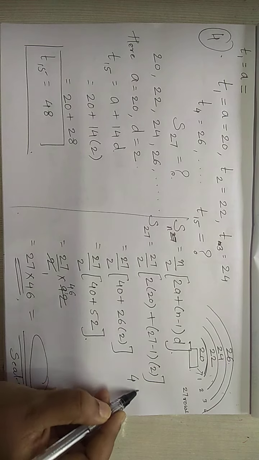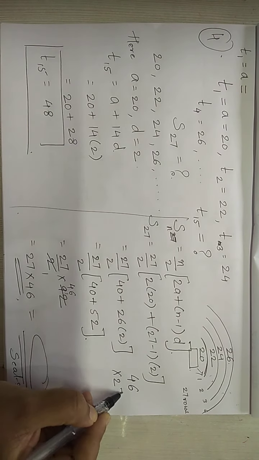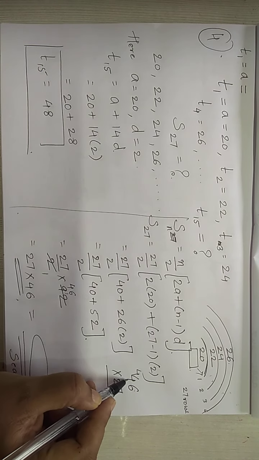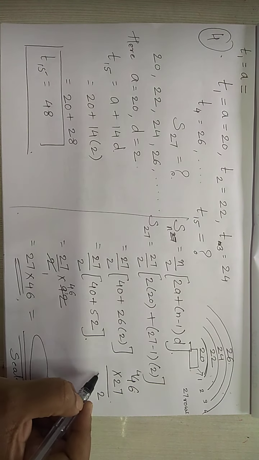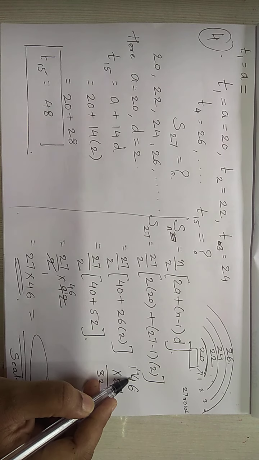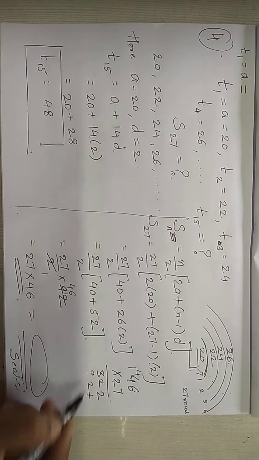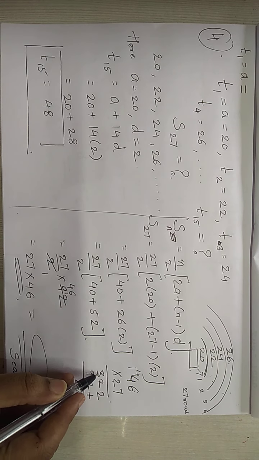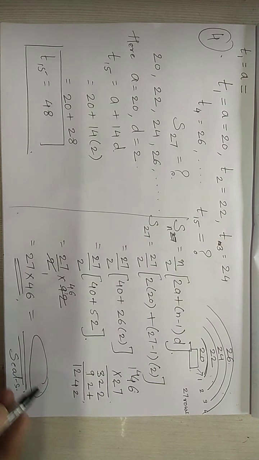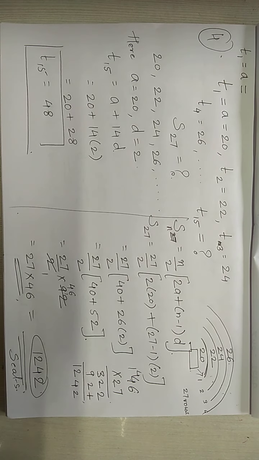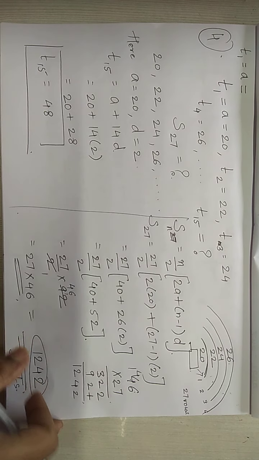Let's multiply 27 and 46 in the working column. 7 6s are 42, 7 4s are 28, 28 and 4 is 32. 2 6s are 12, 2 4s are 8 plus 1 is 9. So this will be 2, 4, 9, 10, 11, 12. So total there are 1242 seats in the auditorium.